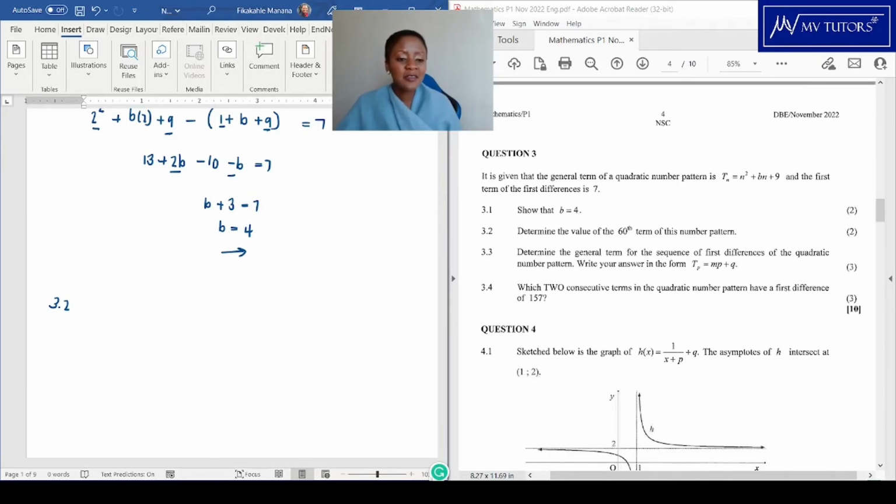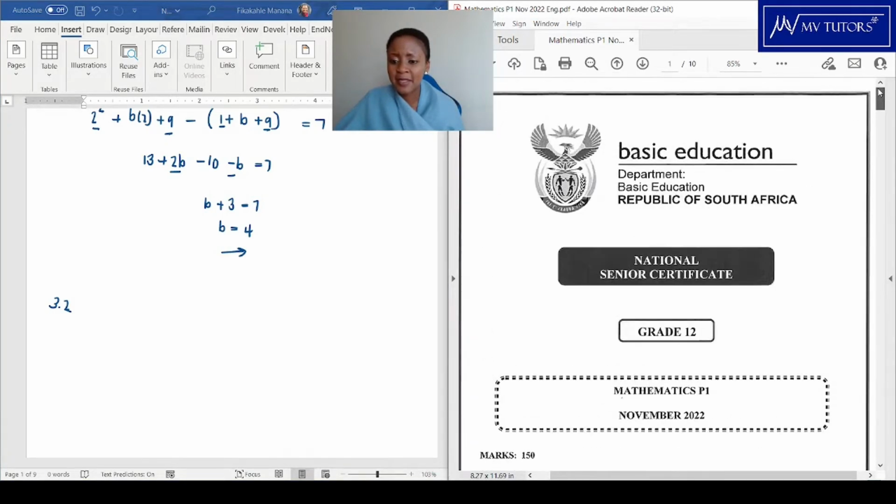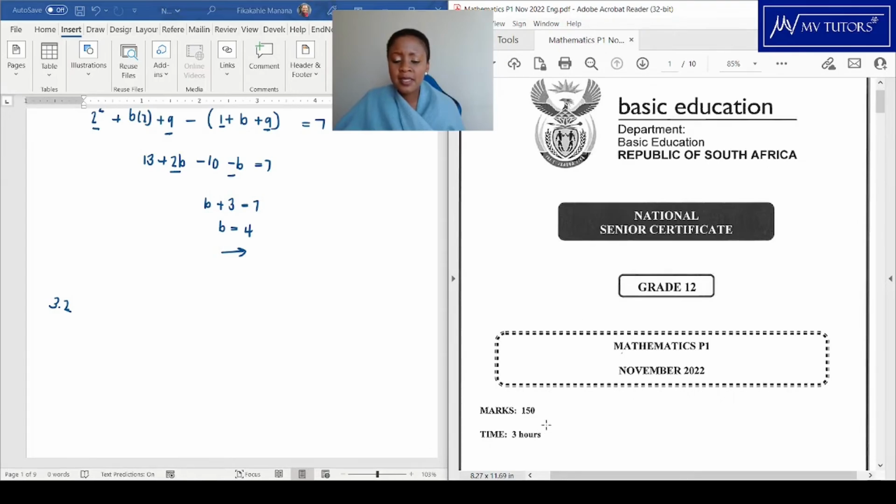Okay, if you want to know how much time you should spend on a question, exams are out of 150, so total marks is 150. I'm deviating here, but I just want you to determine. So the marks is 150 and the time is 3 hours. In an hour, you have 60 minutes. So 60 times 3, you have 180 minutes.